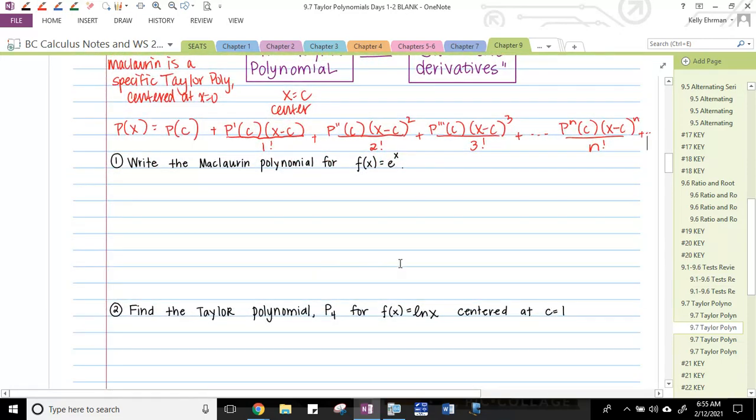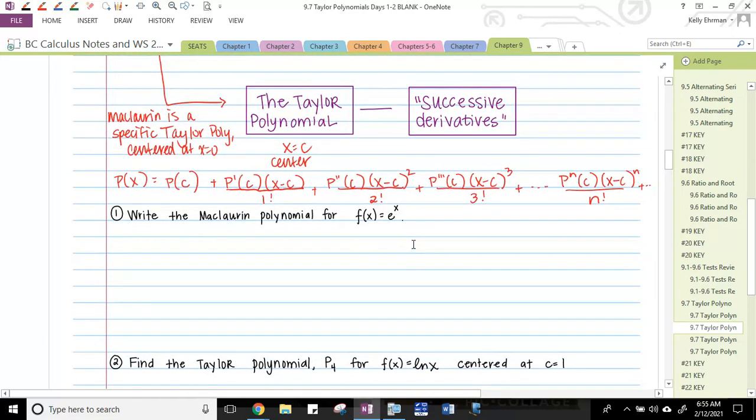All right, write the Maclaurin polynomial for f of x equals e to the x. What we're saying is come up with a polynomial that fits around the e to the x curve pretty nicely. And Maclaurin means that they're going to be the exact same value at x equals 0, or c equals 0, the center. And then the further you get from 0, the curves will match for a little while, and then they'll start to venture off. And we'll look at that on our calculator.